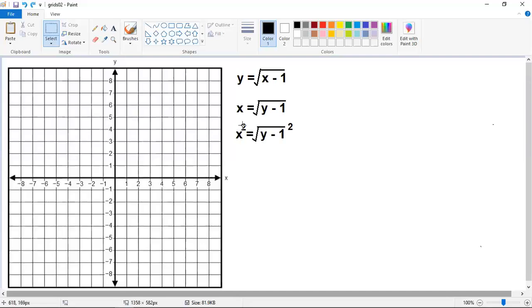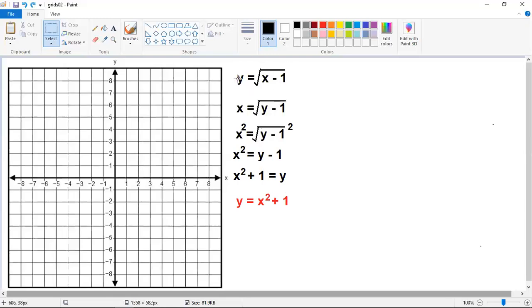So x squared, the square root of y minus 1 is also squared, and that will give us x squared is equal to y minus 1. Because this is now free of the radical, the negative 1 can go to the other side so that y can be left alone. So it's x squared plus 1 is equal to y, or we rewrite that as y is equal to x squared plus 1.